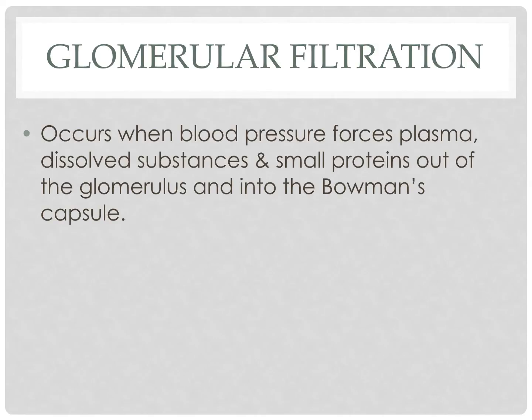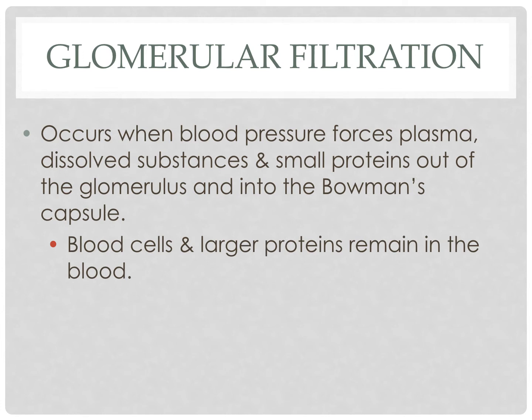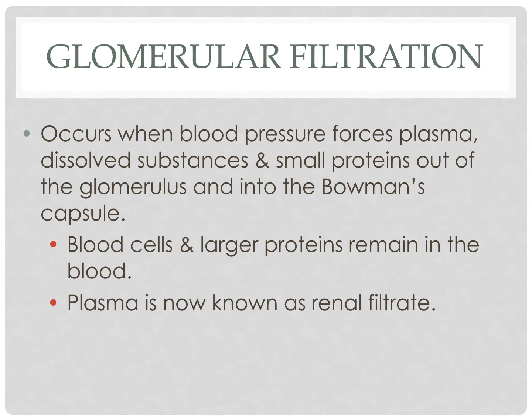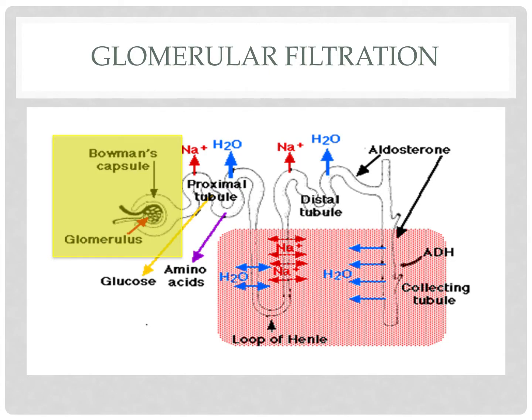Glomerular filtration. Say that 5 times fast. Anyway, it occurs when blood pressure forces plasma and dissolved substances like small proteins out of the glomerulus and into the Bowman's capsule. So we're actually going to remove everything from blood and get it into the capsule. Blood cells as well as larger proteins will still remain in what we know as the blood tissue. Plasma is then known as renal filtrate. That all takes place here. So that outer layer we see is your Bowman's capsule, and that network on the inside of that nice little sphere or globe, the glomerulus.